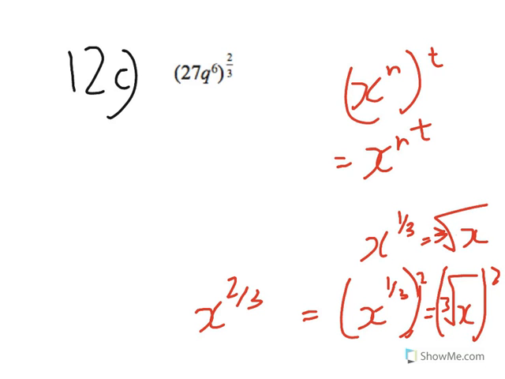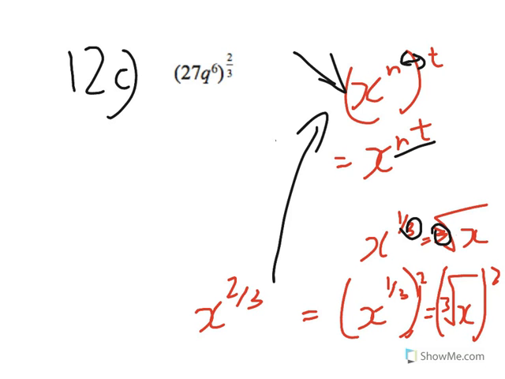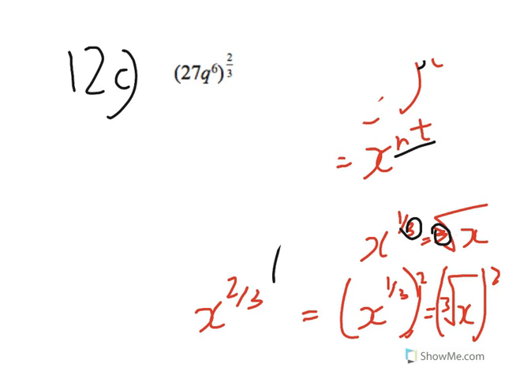Alright, so question 12c is a bit more complex. Before we do this, I want to show you this. x to the power of n, the whole thing to the power of t, you just multiply these together, so you get x to the power of n times t. Now, x to the power of 1 over 3 is nothing but cube root of x. x to the power of half is nothing but square root of x. It's basically this number over here becomes the cube root here. Now, x to the power of 2 over 3, if you use this law, can be simplified to x to the power of 1 over 3, squared. So it becomes cube root of x squared.